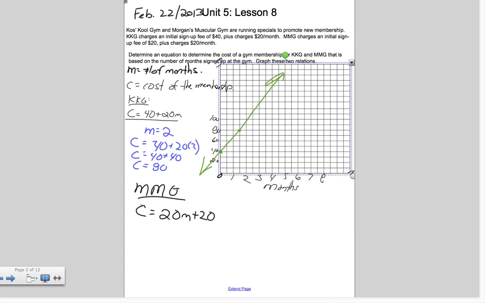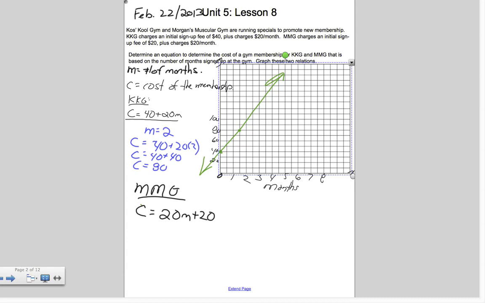Do you see how this is almost looking like y equals mx plus b, except that we're not using y and x? I don't want you to be so stuck on those variables. What I want you to recognize is this relationship between cost and price. Cost will always have a fixed cost, that $20 initial fee. Everything after that is variable; it depends on the number of months. So here we got this equation, C equals 20m plus 20, because the initial cost is $20 for Morgan, and he still charges me $20 a month afterwards.